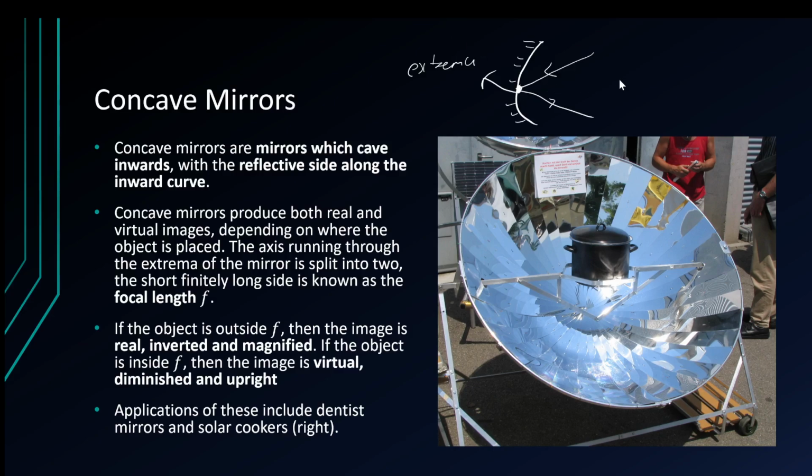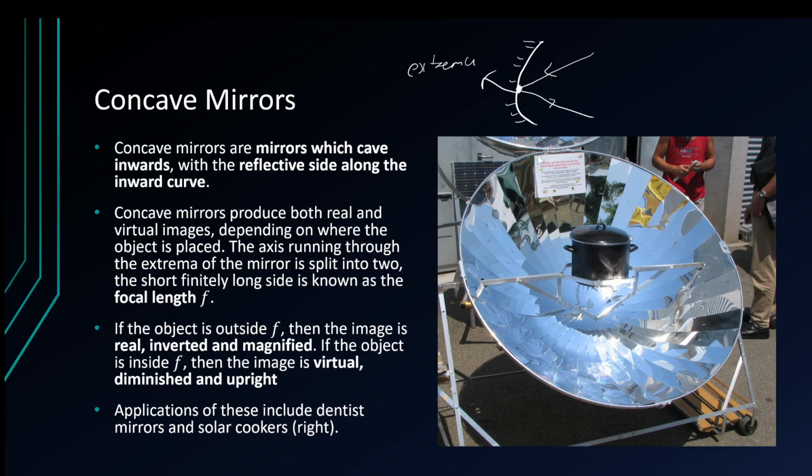And the line that runs through the center of the extrema is known as, well, part of it is known as the focal length. So the focal length is actually the length required so that you could trace out a circle. So think of it as similar enough to a radius.